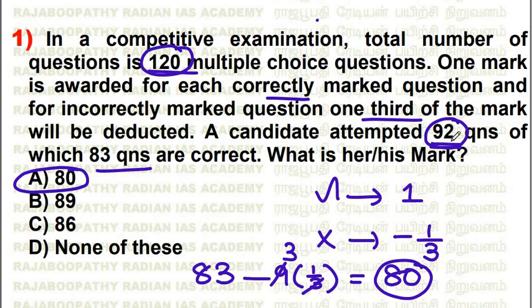So totally he or she attempted 92 questions. Of 92 questions, 83 questions correct. So 83 questions correct means 83 marks, because for each correct question 1 mark will be awarded. So how many questions incorrect? 92 minus 83, 9 questions incorrect. So for 9 questions, 9 into 1/3 will be deducted. So therefore 3 marks will be deducted. Therefore 83 minus 3. Therefore the score is 80.